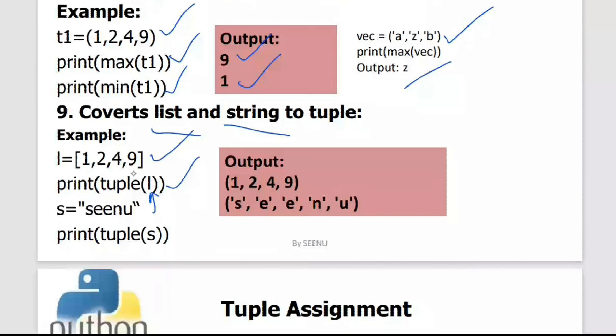And here I have taken a string and inside the string I have put Sinu. Now I have converted this Sinu into a tuple. I just put tuple and passed this string as an argument into it. So what happened? A tuple is created. You can see the output. Each and every character in the string has become one element in the tuple. So this is how you can convert a list and also a string to a tuple.